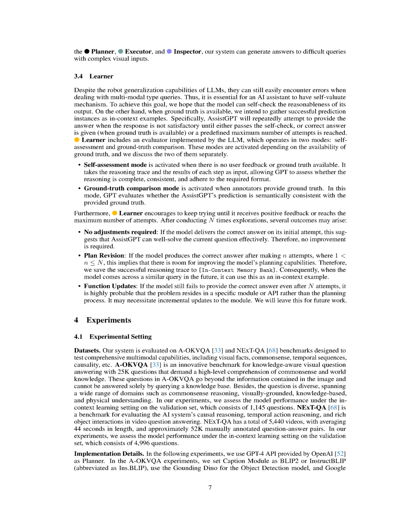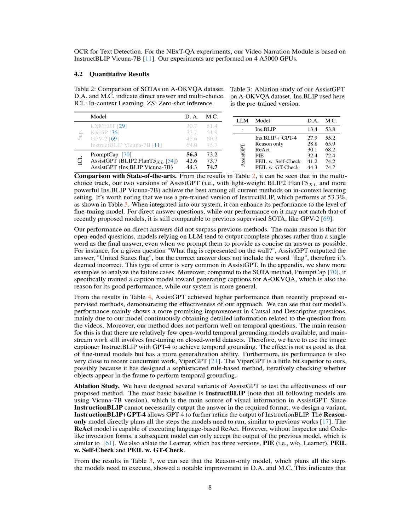Section 4.2 Quantitative Results. Comparing with top-tier methods, when analyzing the data presented in our table, it's apparent that our two iterations of AssistGPT, namely, the less intensive BLIP-2 FlanT5 XL, and the more robust INS-BLIP Vicuna 7B, outperformed all other existing techniques in the in-context learning setting, specifically within the multiple-choice segment. Notably, we utilized a pre-trained version of InstructBLIP, achieving a performance score of 53.3%. However, when integrated into our system, its performance was elevated to the standard of a fine-tuned model.